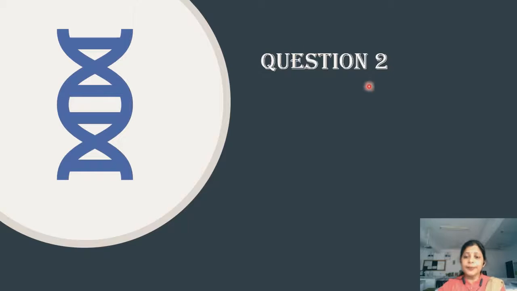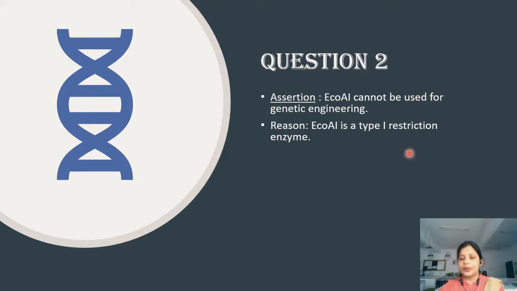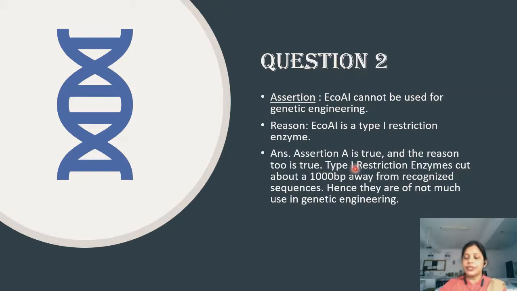Another one. Assertion: EcoA1 cannot be used for genetic engineering. Reason: EcoA1 is a type 1 restriction enzyme. Now we just did this. Assertion is true. The reason is true. Type 1 restriction enzyme will cut the DNA strand 1000 base pairs away from the recognized sequence. So they are not of much use in genetic engineering. So the correct choice would be A.